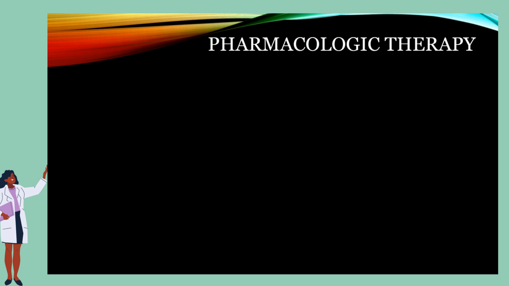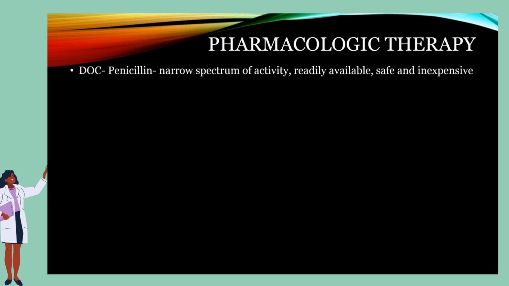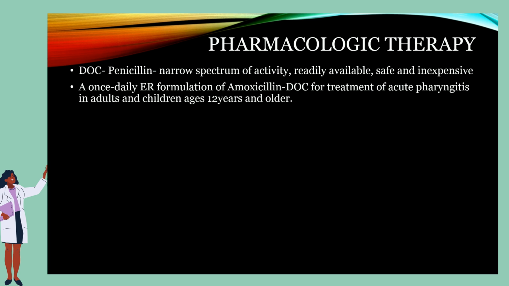Next is pharmacologic therapy, meaning the use of antibiotics. So the first and foremost drug of choice is penicillin. It has a narrow spectrum of activity and it is readily available. Obviously penicillin is readily available, it is safe and it is inexpensive. Now a new formulation has come, that is once daily ER formulation of amoxicillin, which is the drug of choice for the treatment of acute pharyngitis.